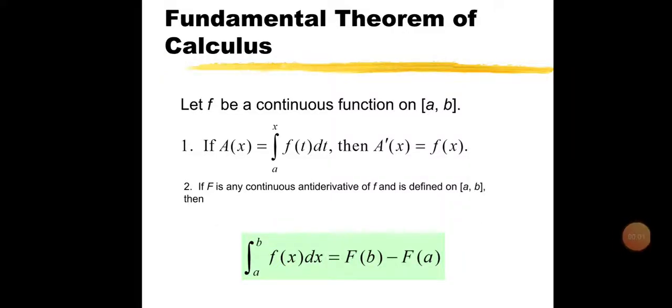Hello everybody. Now we are going to discuss the definite integration. If you wanted to integrate a function f of x over interval a to b, therefore if the answer is F of x, then we can find F of b minus F of a.